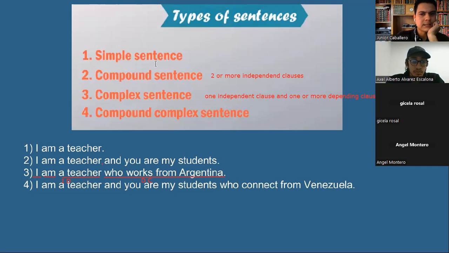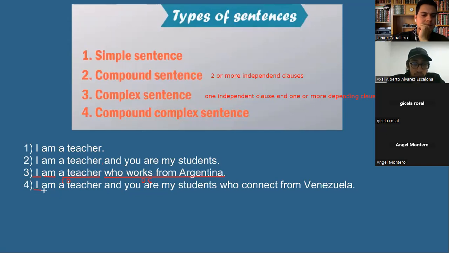Now let's take a look at the last one, number 4. I'm a teacher and you're my students who connect from Venezuela. Vamos a primero hacer lo siguiente para identificar de manera más sencilla. Vamos a separar las cláusulas. Vamos a identificar el sujeto en la primera cláusula. I'm a teacher. Finaliza hasta donde dice teacher.